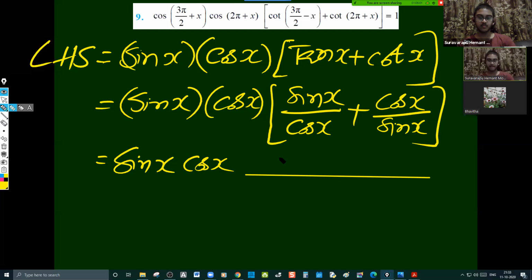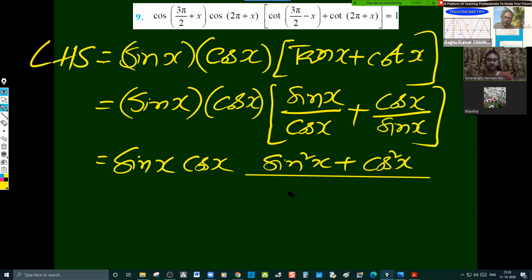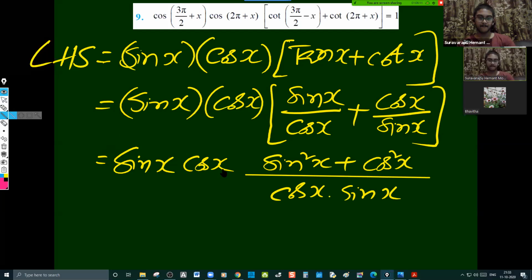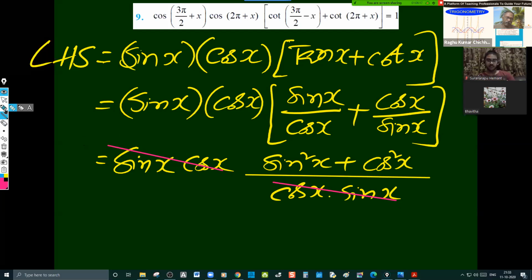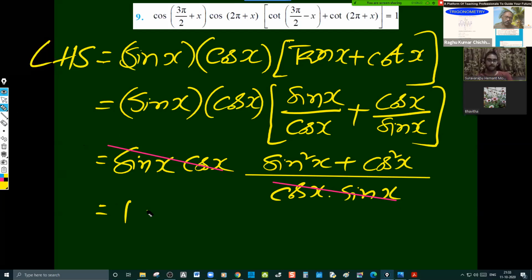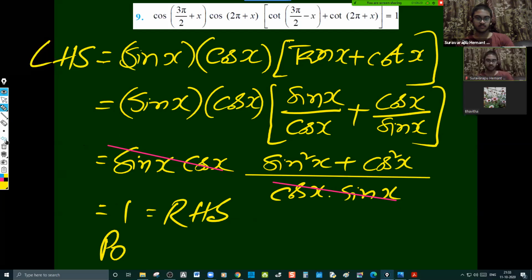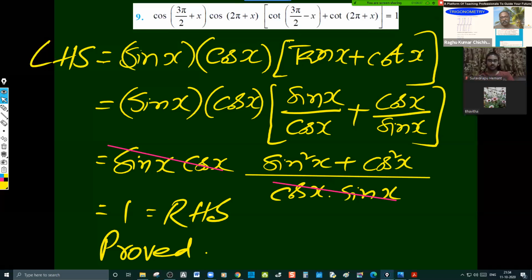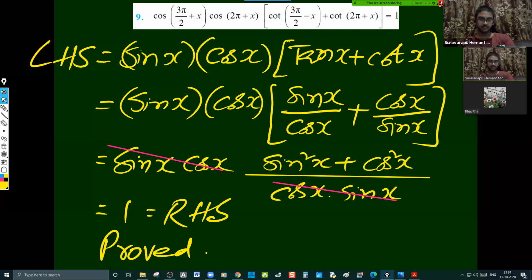So on top it will be 1 divided by sine x into cos x. We can cancel them off. What is remaining? Sine square x plus cos square x, which is 1. It is RHS. Proof. Okay. So that's it. I hope you understand that. Yes, sir.